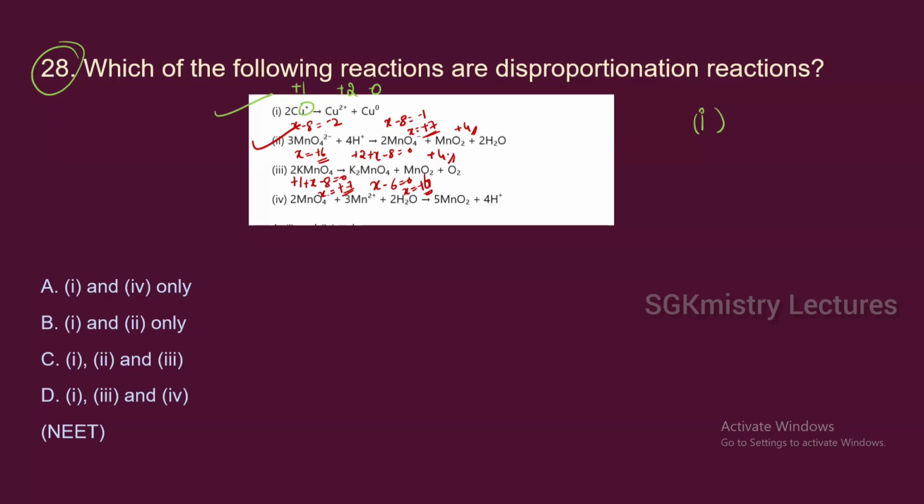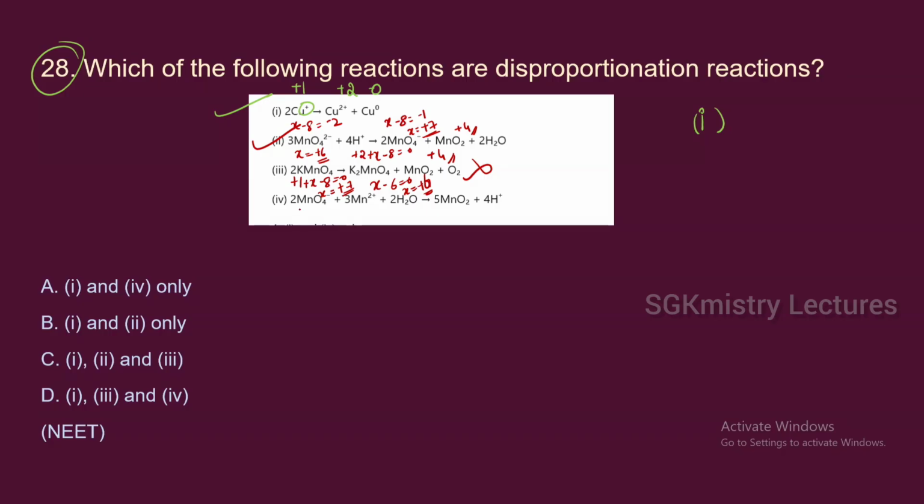But now you can see that the reactant has the oxidation number 7, but in the product it is +6 and +4. The oxidation state of manganese in the reactant is not in between the oxidation states of manganese in the product. So this cannot be considered as a disproportionation reaction. Without going into detail, you can easily select this option, because already in the reactant, manganese is in its highest oxidation state. So it cannot undergo disproportionation reaction.